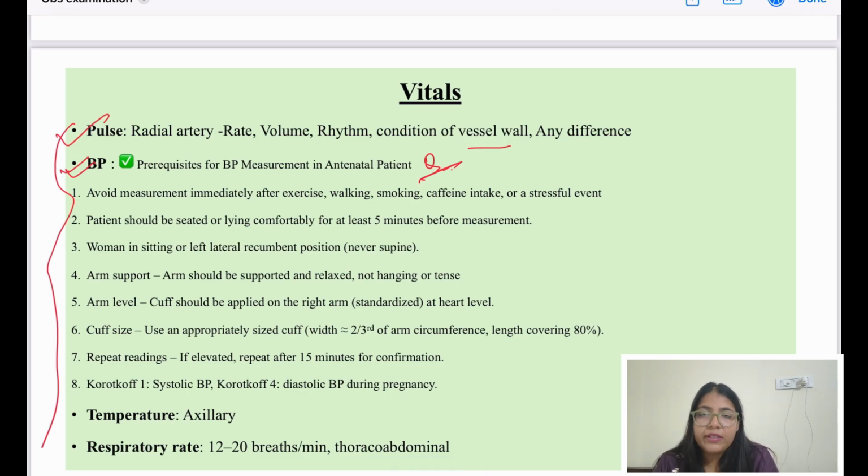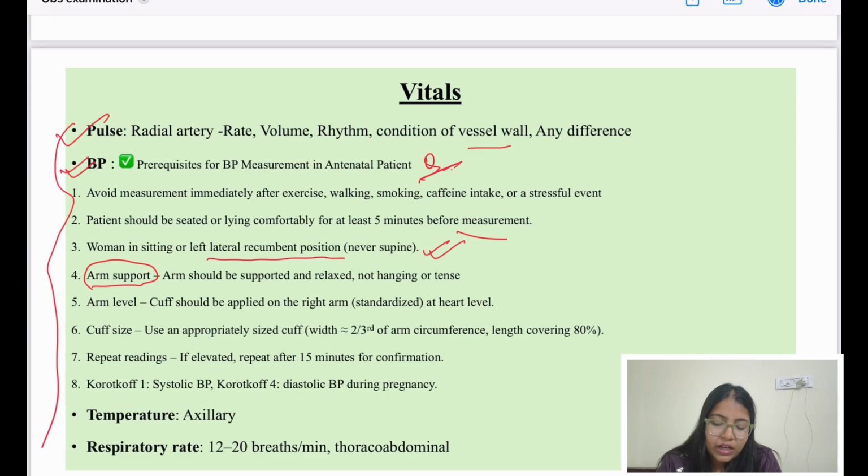always tell the patient to rest for a few minutes, at least 5 to 10 minutes, before taking the BP, and while taking the BP the patient should be sitting or in the left lateral recumbent position, and she should never be supine. Why? Because in a pregnant patient, mostly in the second and third trimester, there may be supine hypotension while the patient is supine, so you should always tell the patient not to lie down but to sit or be in the left lateral position while taking the BP.